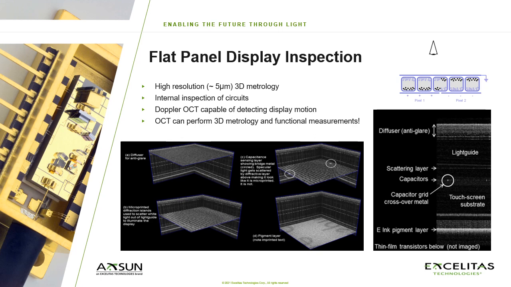Flat panel displays have many thin, transparent, and functionalized layers stacked into a few millimeter thickness, making OCT an ideal tool for inspection. The OCT-based 3D metrology shown here is for an e-ink display, where one can clearly visualize the layer thickness, adhesion, and potentially defects. Interestingly, because OCT is also sensitive to Doppler shift, it can be used to make functional measurements, like sensing the motion of charged pigment microcapsules as they move between electrodes to change the display contents.